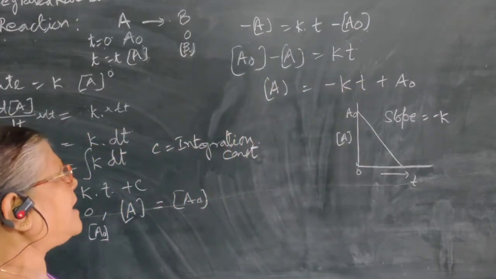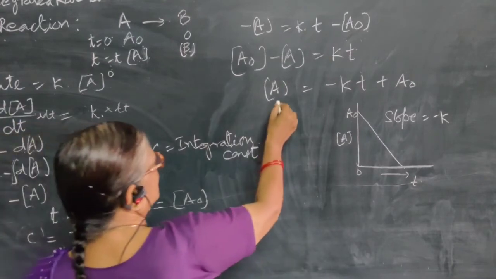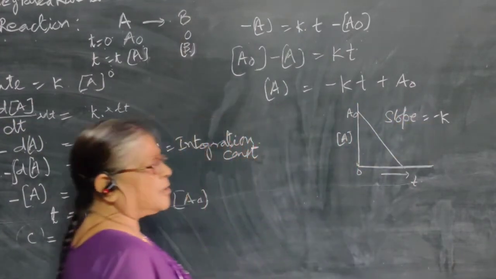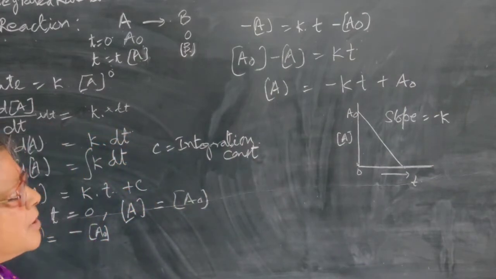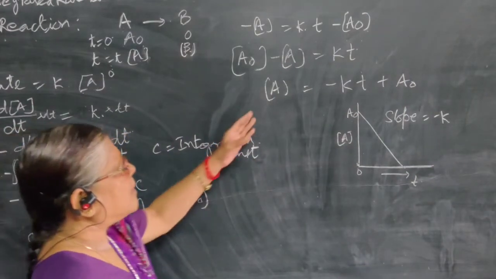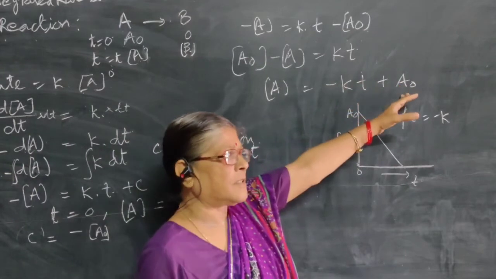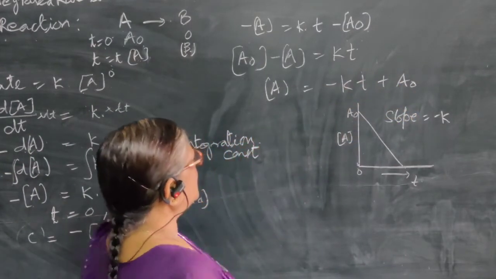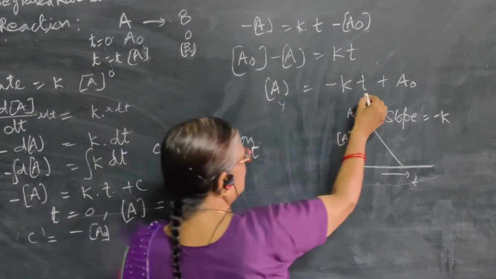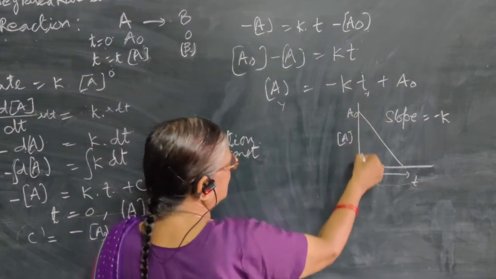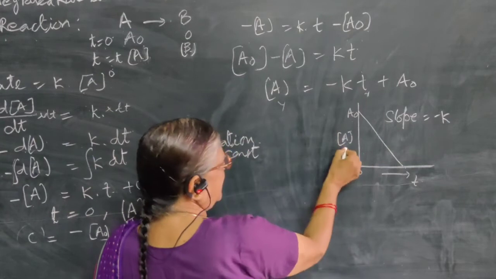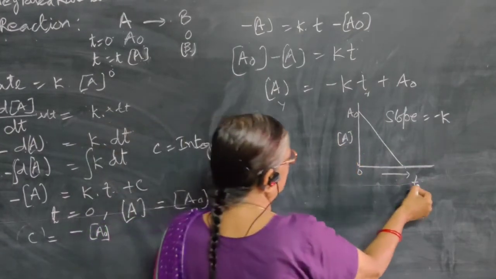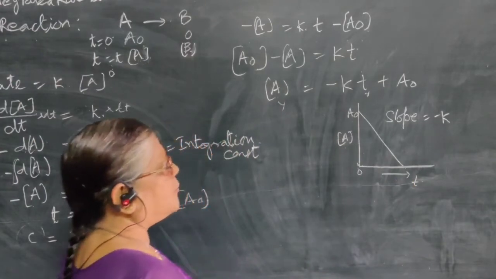Now rearrange this and write in terms of A: A is equal to minus kt plus A0. So this is the equation of a straight line in the form y is equal to mx plus c. When you plot, this is for the y and this is for the x. So you take on the y-axis the A, that is the concentration of the reactant, and on the x-axis we take the time required for it.